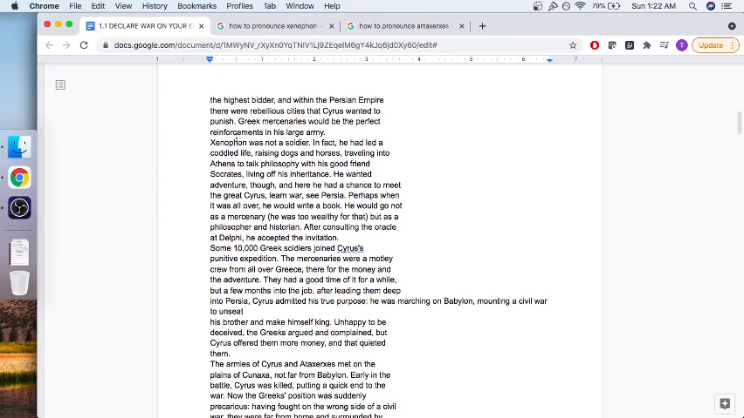Within the Persian Empire, there were rebellious cities that Cyrus wanted to punish. Greek mercenaries would be the perfect reinforcements in his large army.